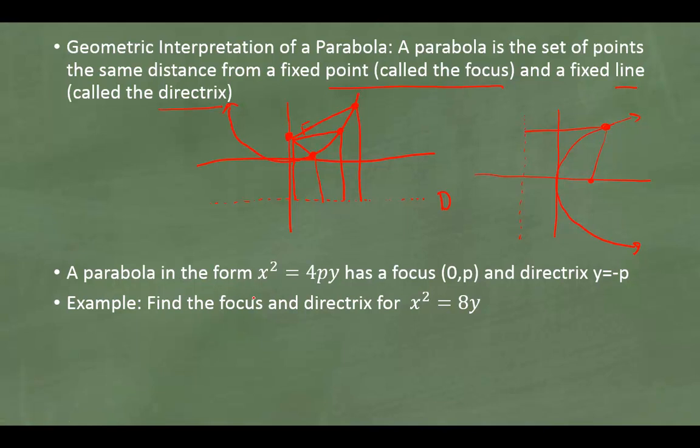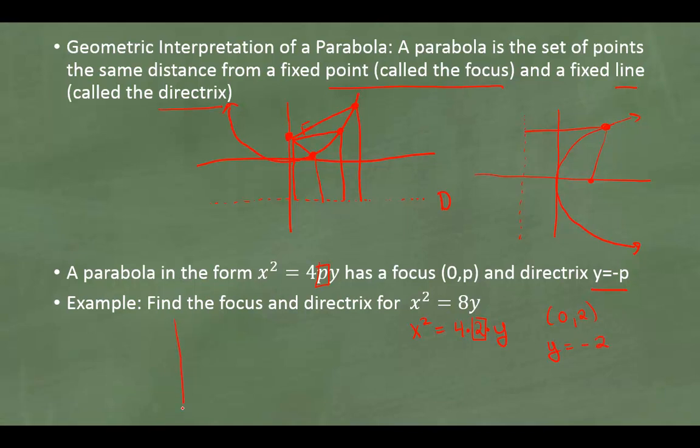A parabola in the form x squared is equal to 4 times p times y has a focus of (0, p), and the directrix y is equal to -p. For example, the parabola x squared is equal to 8y can be written as x squared is equal to 4 times 2 times y. That tells us that our p is 2. In other words, the focus is (0, 2), and the directrix is y is equal to -2.